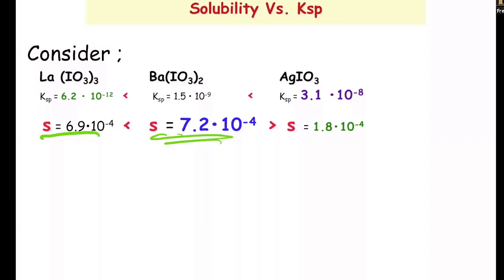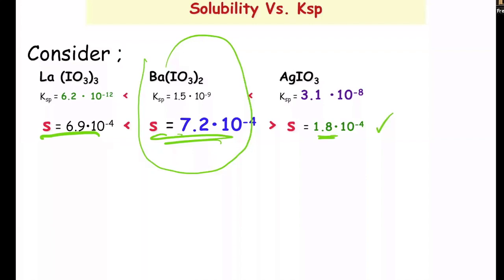So the chemical that is the most soluble is going to be the barium iodate, not the silver iodate that we thought, because it had a smaller number. And the least soluble is going to be the silver iodate, which we thought was going to be the most soluble. And again, it's because these numbers are small.